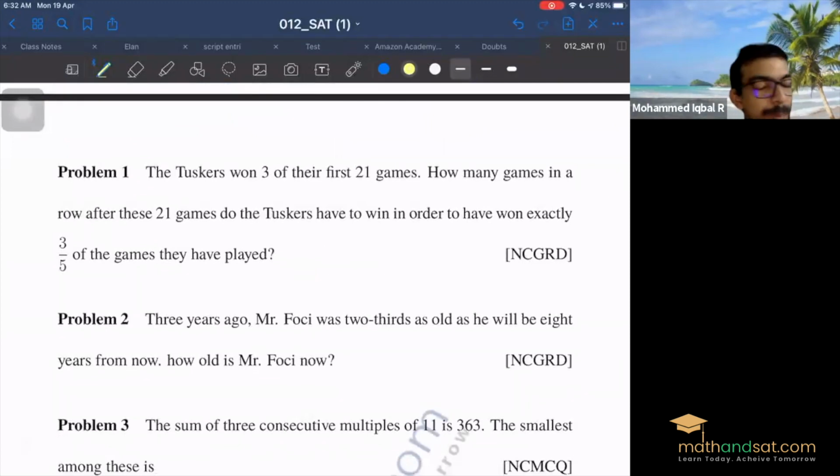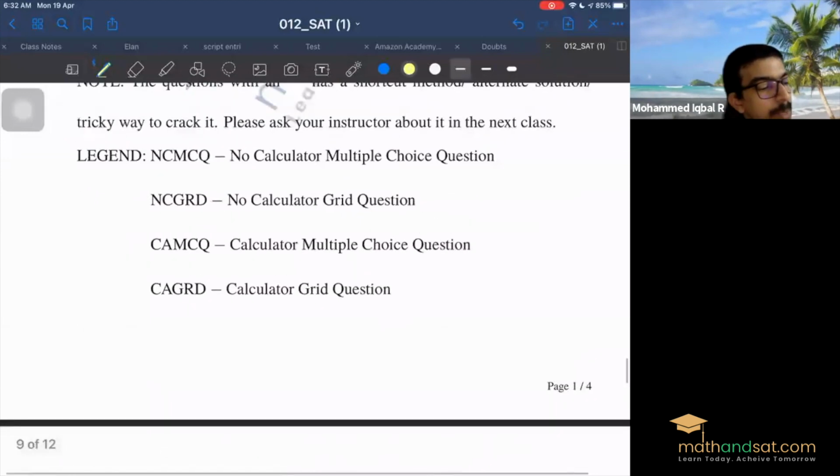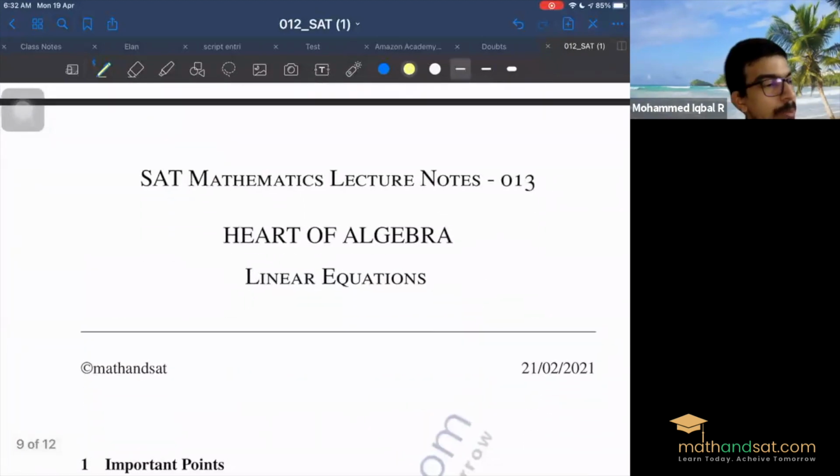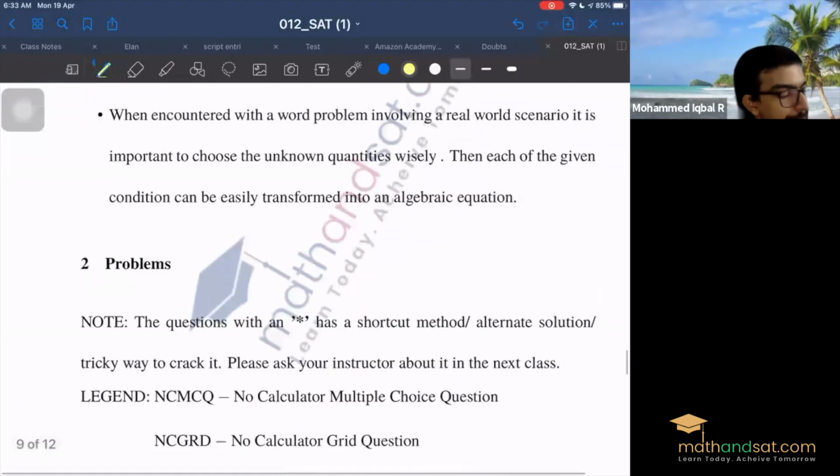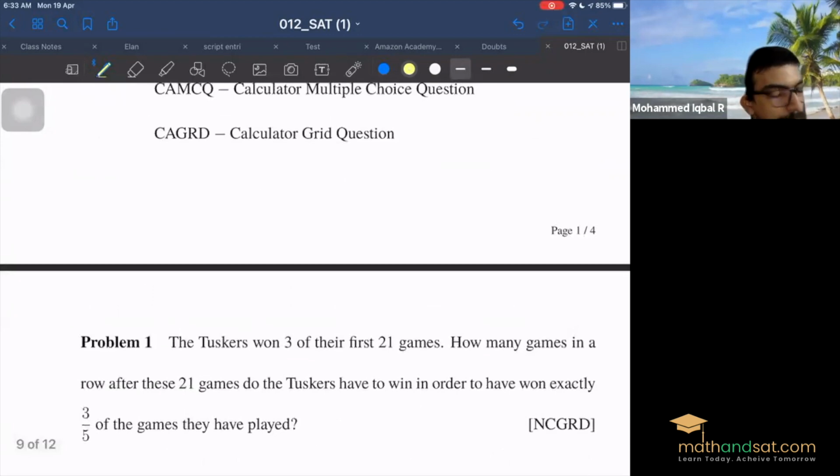So I hope everybody has the sheet. Please, we are on problem sheet number 13. I request everyone to take problem sheet number 13. Please have a look at the sheet. Okay. Let's see the question number 1.